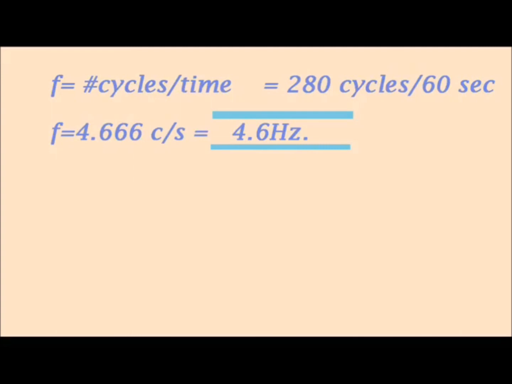In this case, the heart is performing a pulsation of 280 per minute, which means that the 280 are the cycles. So the frequency will be the number of cycles, that is 280, between the time, that is 60 seconds, and the answer will be 4.66 Hz.